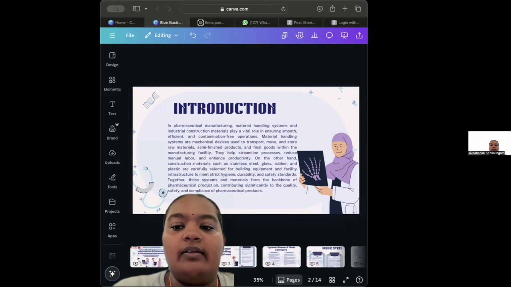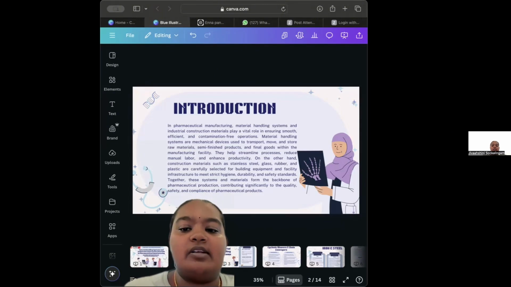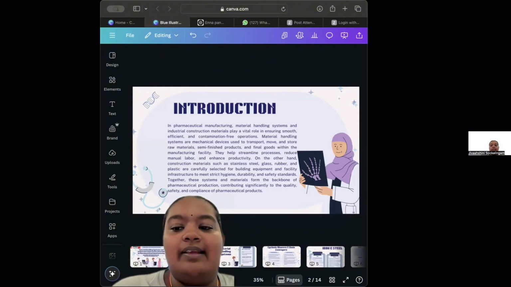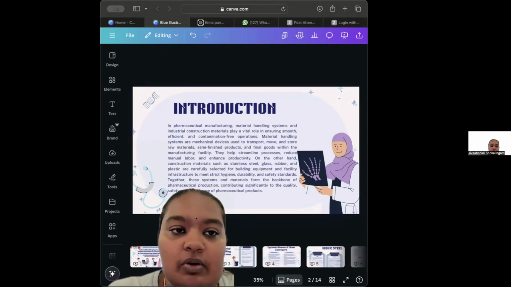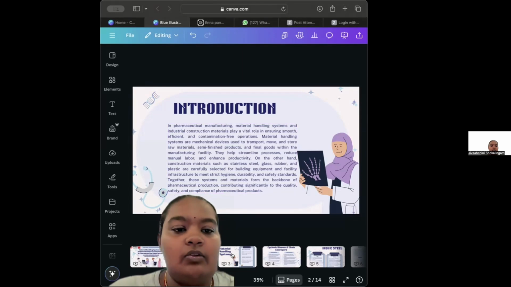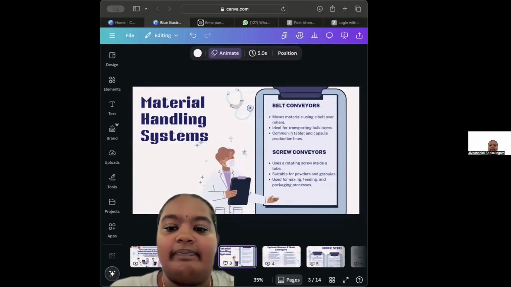And let's talk about construction materials. Construction materials refer to materials used to build pharmaceutical infrastructure such as walls, ceilings, and equipment surfaces. In pharma, we cannot use just any material. They must be easy to clean, corrosion resistant, durable, and must not react with the drug compound. The right construction material directly impacts safety, product quality, and maintaining good manufacturing practice. So that's called GMP.